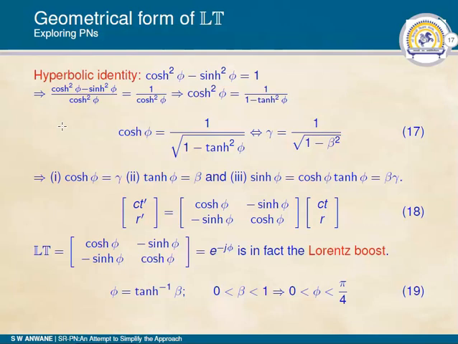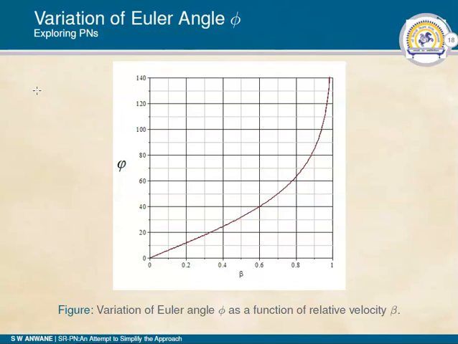So when we operate the Lorentz transformation on an event, we are not changing the magnitude of the event, but we are lowering the angle by phi, which depends in fact upon the relative velocity between two inertial observers, where phi is equal to tanh inverse of beta. Beta is ranging between 0 to 1 and hence phi is ranging between 0 to 45 degrees. This graph depicts the variation of beta in the range 0 to 1 and how phi varies is depicted on the y-axis.